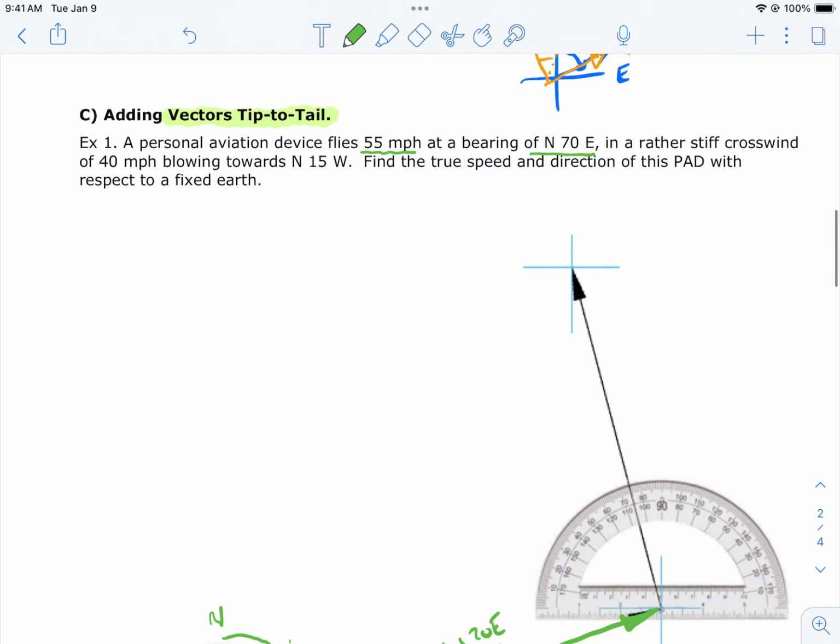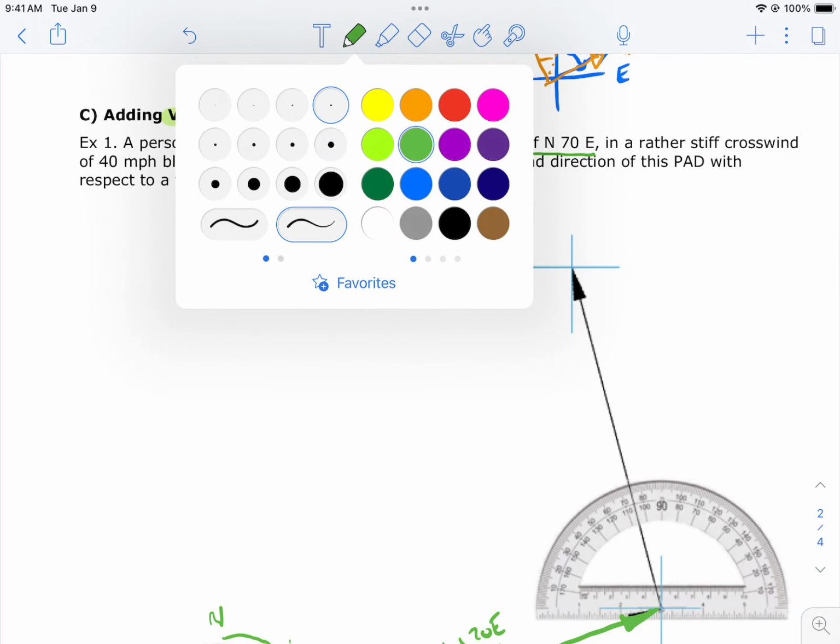Cool. Now we're adding 2 vectors, which means now we've got to draw the other vector. Where's the other vector? It's right here. It's a 40 mile an hour wind blowing in this direction. Tip to tail means I come up here to the end of the vector that I just drew, and this is going to be my new starting point to draw the next vector.